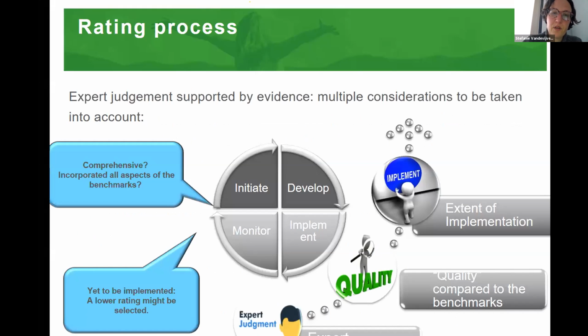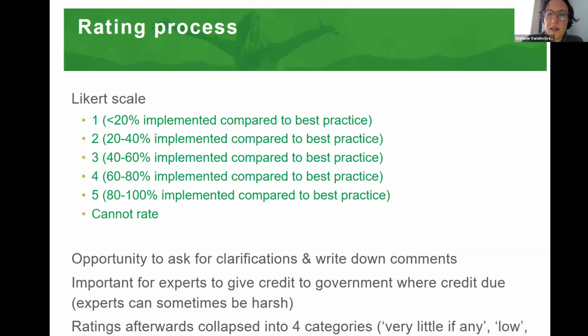We are using a Likert scale for this, with broad categories, because obviously experts have to weigh several things in their minds about the quality of the policy, the extent of implementation, and so on. So it's not an exact mathematical exercise. And so we do use 5 categories for experts to put in their rating. And we can assess inter-rater reliability or agreement among experts on the evaluation afterwards as well.